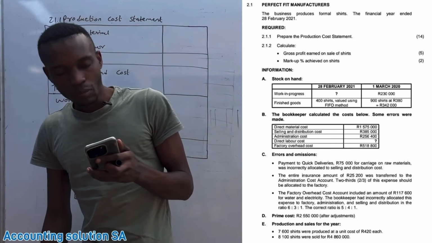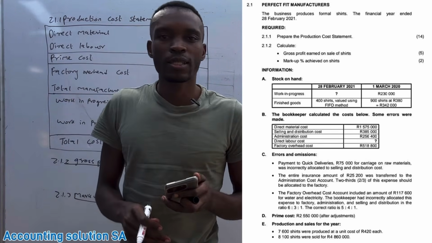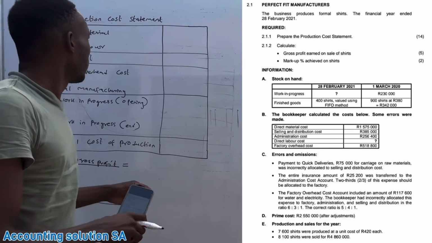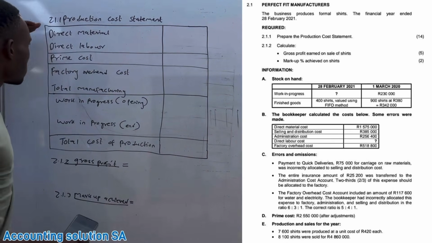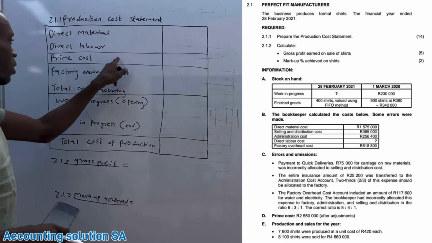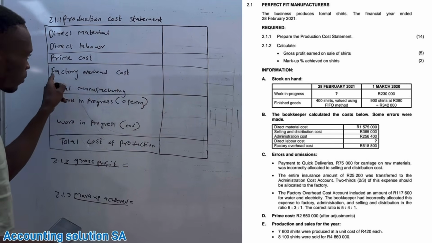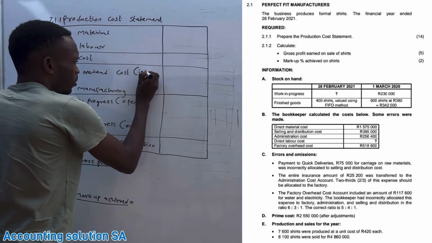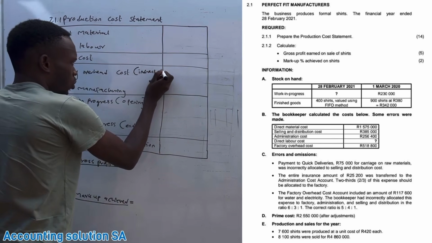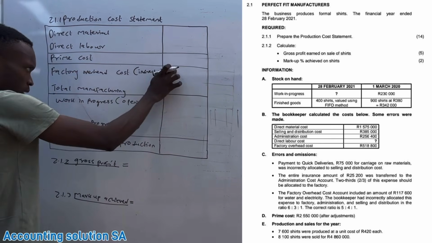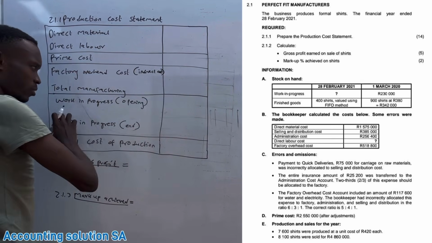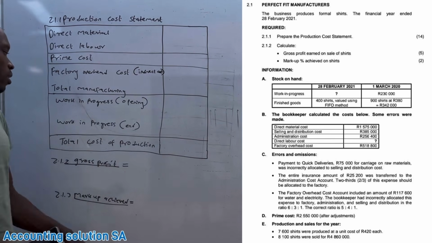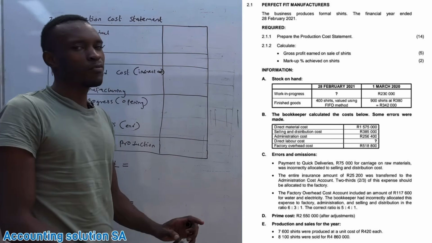Okay, so when you calculate the production cost statement, guys, know the format, like you did when you prepared the income statement and balance sheet. You start with direct material plus direct labor, which is going to give you the prime cost, and you add factory overhead, which we also call indirect cost. Then when you add this, it's going to give you total manufacturing, and you take the opening balance under work in progress, subtract the balance at the end, then it's going to give you the total cost of production.